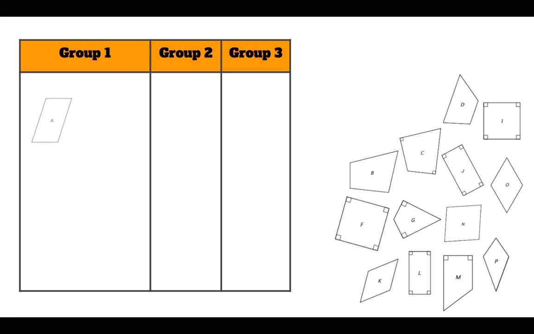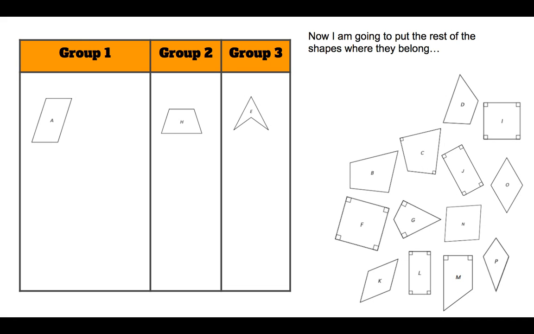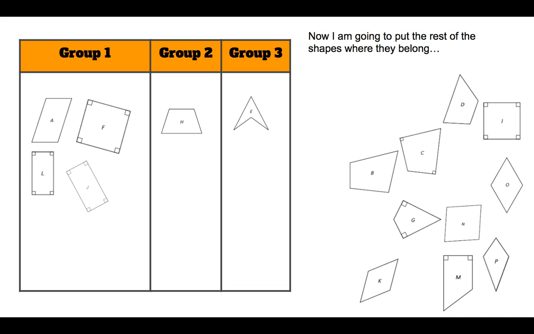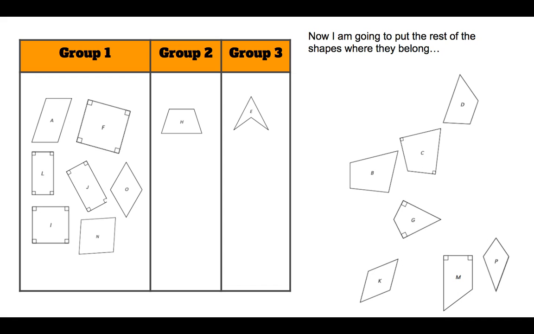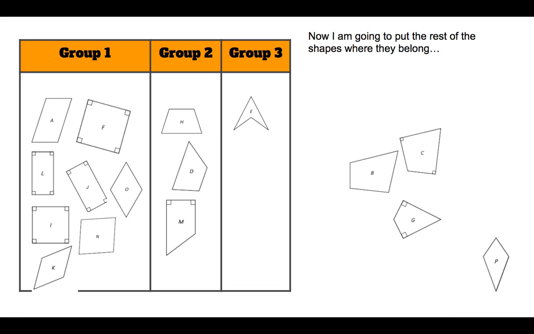Okay, here we go again. So A is in group 1, H is in group 2, E is in group 3. Here we go. All right, so I'm going to put F in group 1, L in group 1, J in group 1, I in group 1. You seeing anything here? O is also going in group 1, and K both in group 1. Okay, so now I'm working on group 2. So I'm going to throw D in group 2, M in group 2, E in group 2, G in group 3. Sorry, these are all in group 3, my bad.